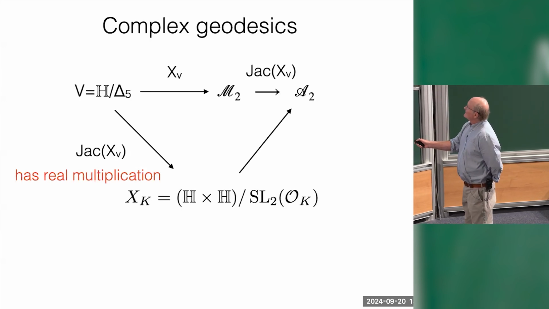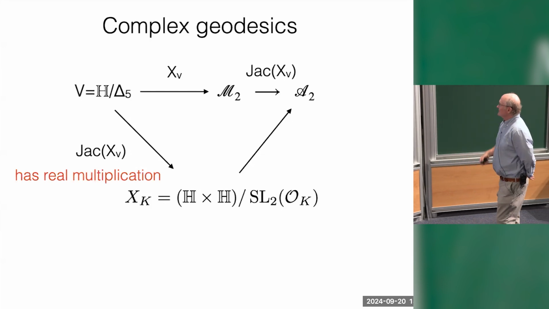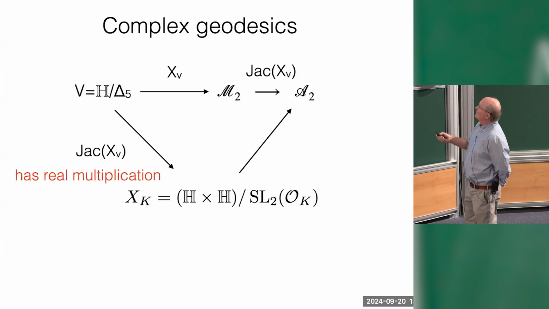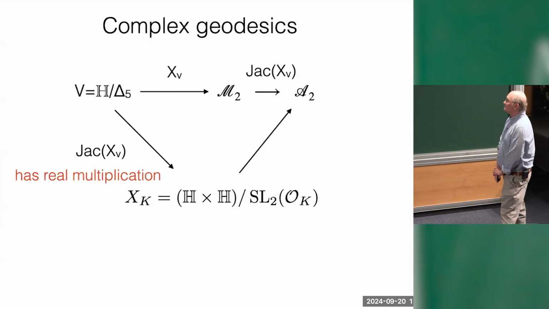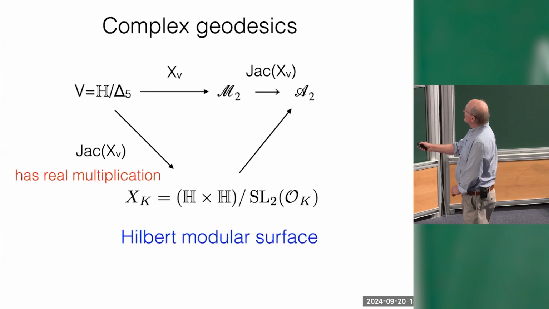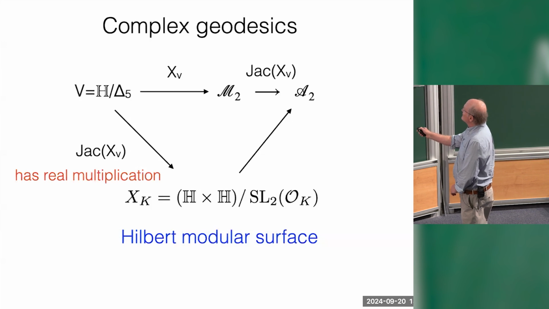this map to the moduli space of abelian varieties factors through a map to a Hilbert modular surface. This Hilbert modular surface parameterizes principally polarized abelian varieties with real multiplication by the field Q adjoining root 5, or more precisely by the ring of integers in that field. So this Hilbert modular surface is kind of intervening in the picture between moduli space, which is kind of tricky to understand, and our group delta 5.